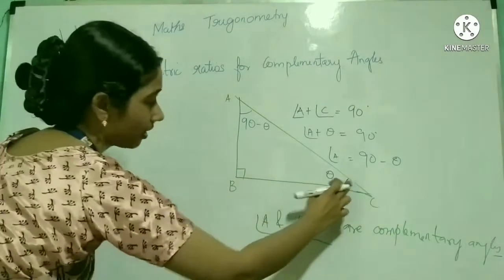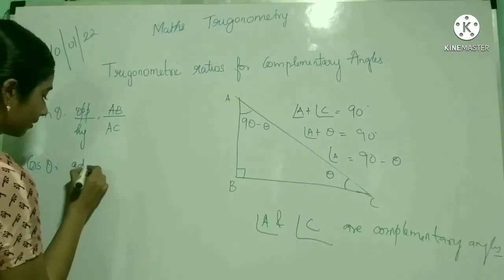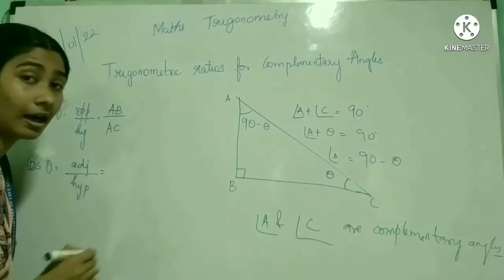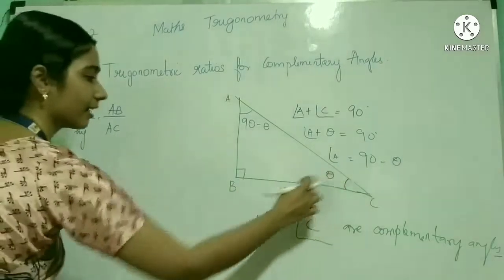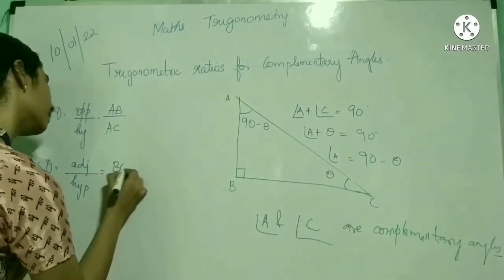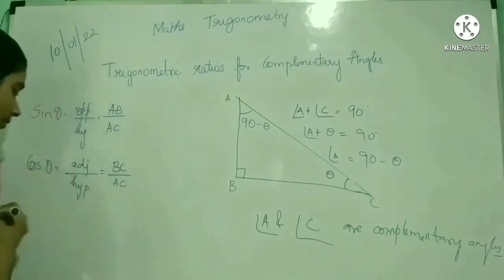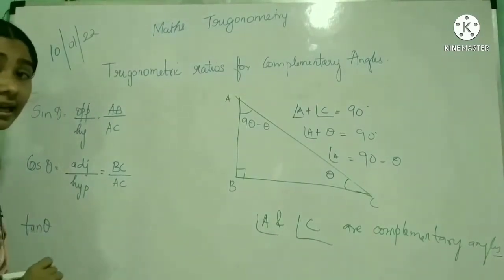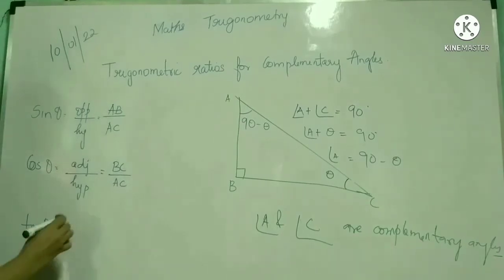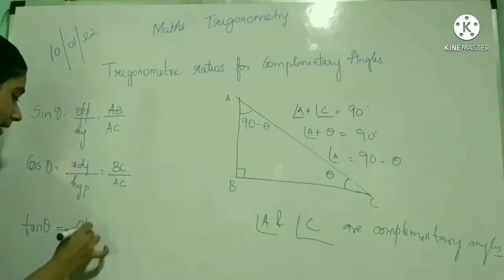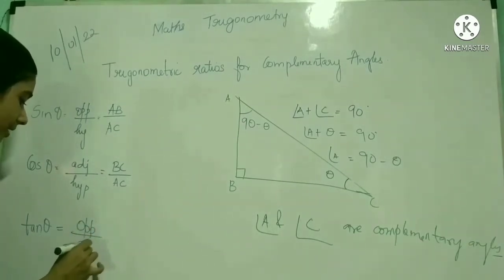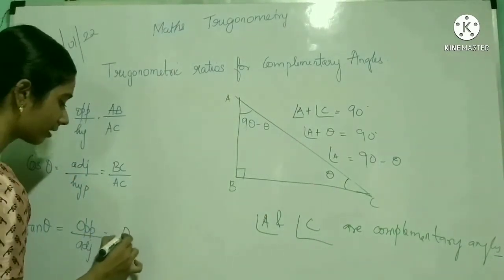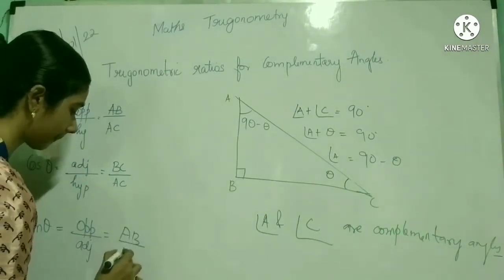What is cos theta? Adjacent by hypotenuse. Correct? Adjacent by hypotenuse. So what is the adjacent? BC by AC. What is tan theta? Tan theta is equal to opposite by adjacent. What is the opposite? AB. What is the adjacent? BC.